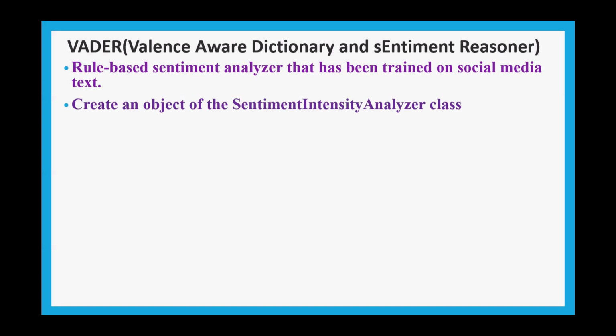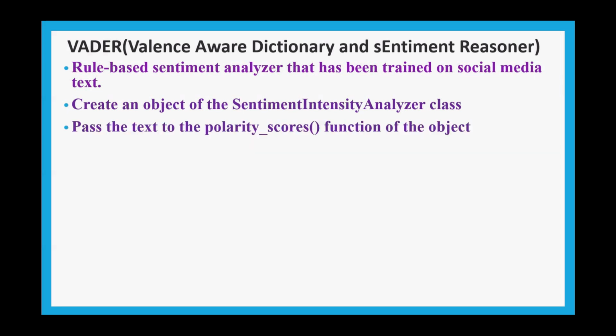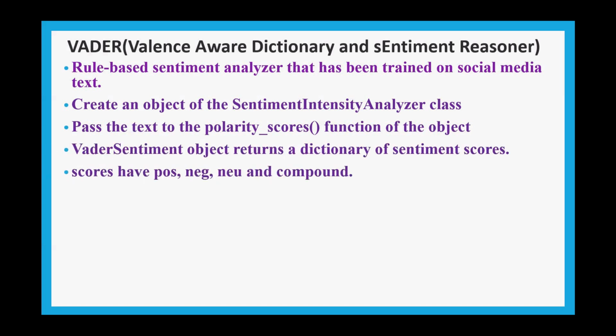First thing is we need to create an object for the SentimentIntensityAnalyzer class of this VADER library. We need to pass the input text to the polarity_scores function of the created object. So that will give you a dictionary of sentiment scores. This sentiment scores dictionary contains the key-value pairs of positive, negative, neutral and compound. If you sum up the values of positive, negative and neutral, it will always return 1, and compound will be a unique value.